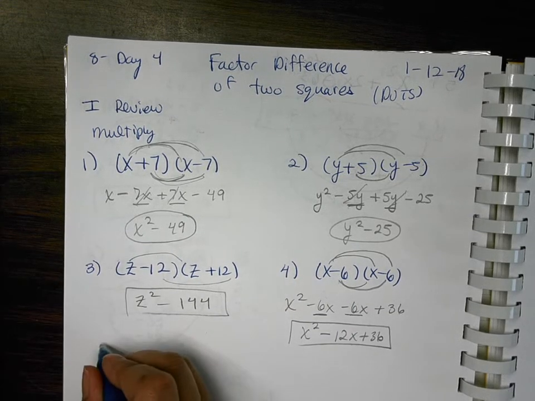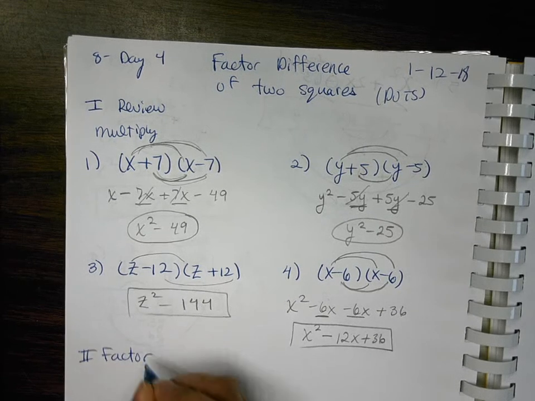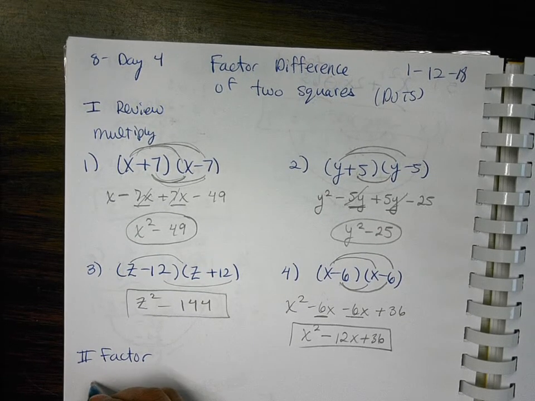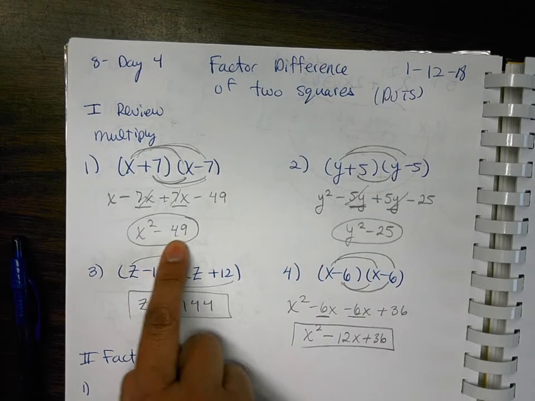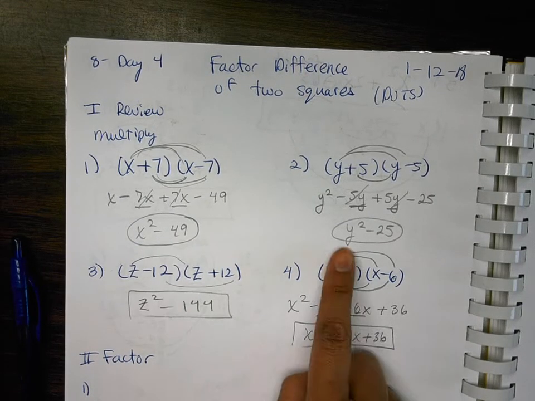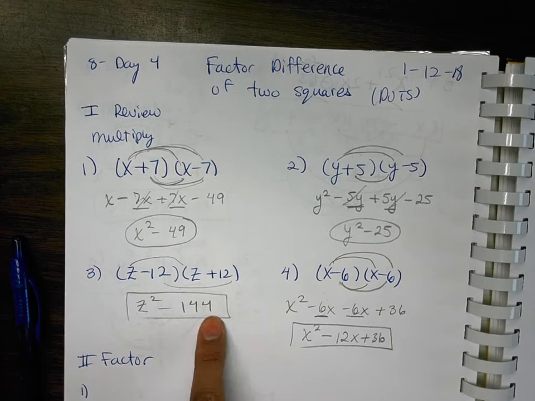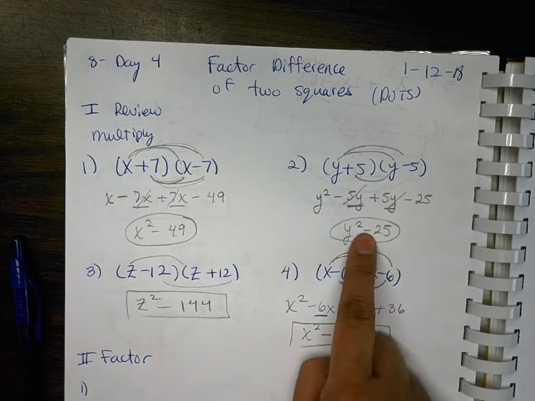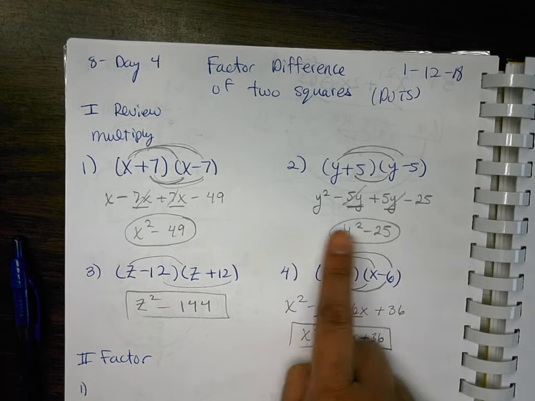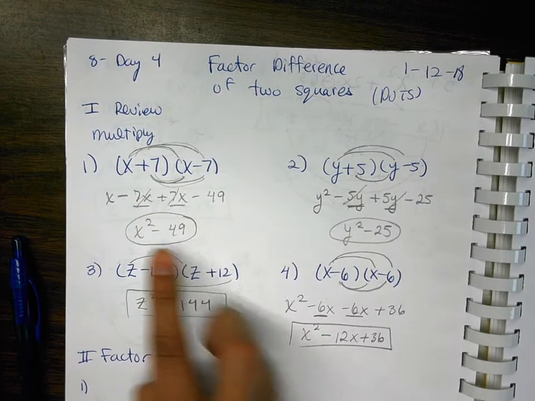Okay. Part 2, factor. Why do we call them difference of two squares? Because they have two squares. There are two perfect squares. Look at that. X squared, 49. Are those two perfect squares? Yes. Y squared, 25. Are those two perfect squares? Yes. Z squared, 144. Are those two perfect squares? And what's in between each and every one of them? A negative. That's why it's called difference, or minus, of two squares.